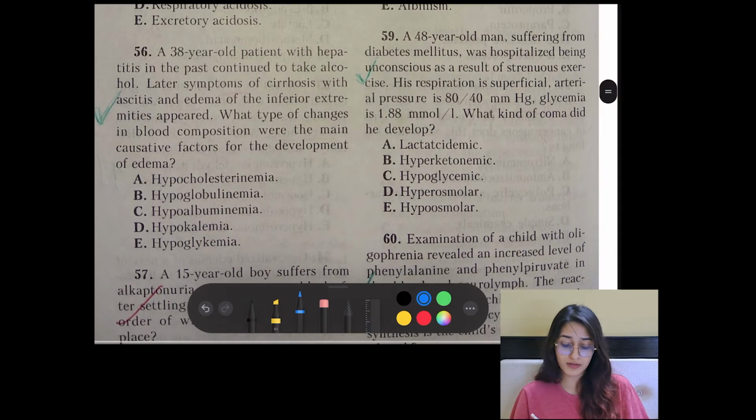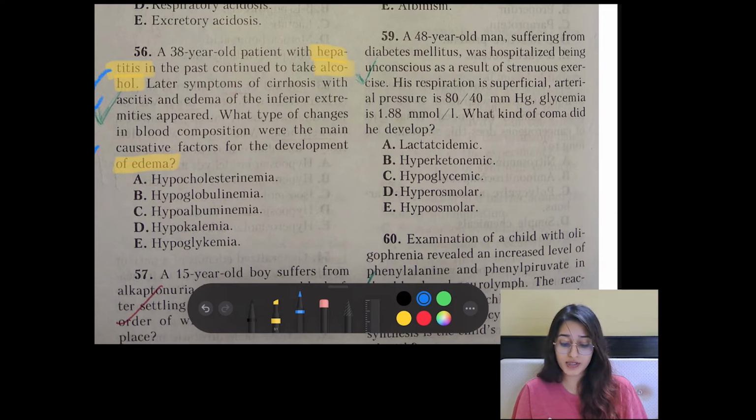Next question. A 38-year-old patient with hepatitis in the past continued to take alcohol. Later symptoms of cirrhosis with ascites and edema of the inferior extremities appeared. And what are the factors for development of edema? So the patient had hepatitis, but he continued to take alcohol. This hepatitis then developed to cirrhosis.